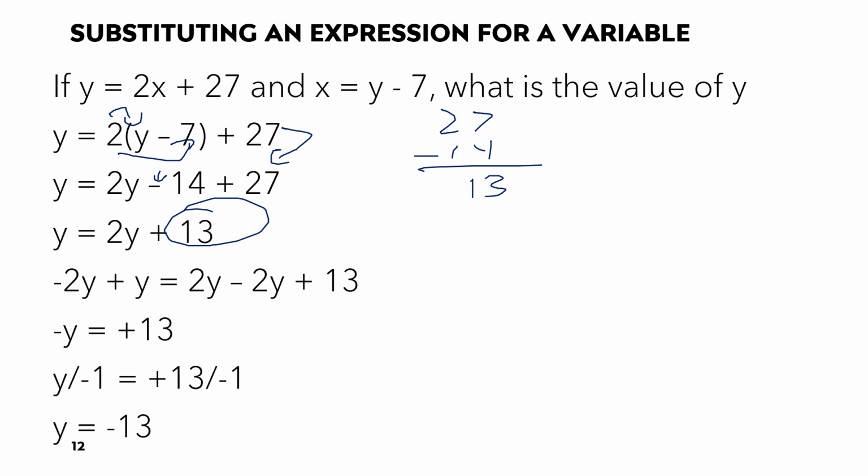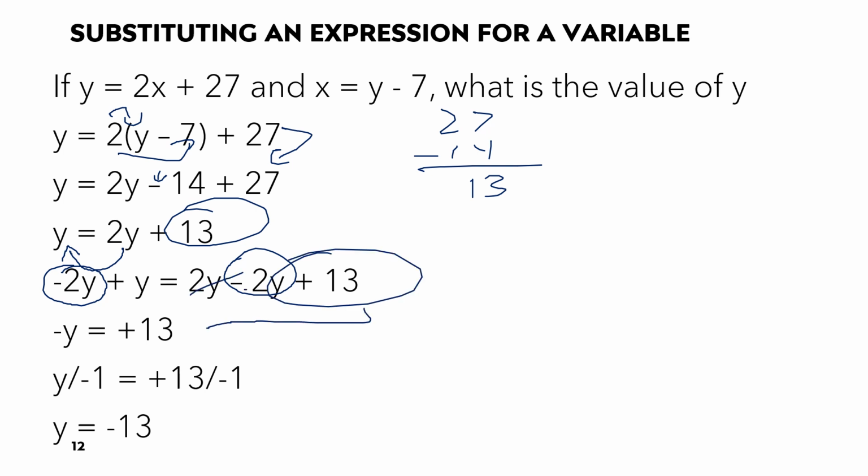So now we want to move our y from one side of the equation to the other. So we're subtracting 2y from both sides. So we have that minus 2y. Well, 2 minus 2 is nothing. Since we didn't touch the 13, we bring that on down, and it's a positive 13. Negative 2 plus 1 is negative 1, which is why we have this negative sign here. Negative y is equal to a positive 13.